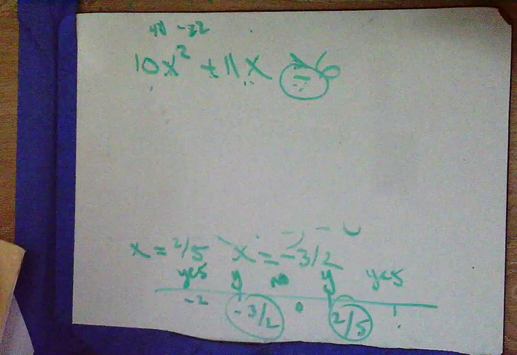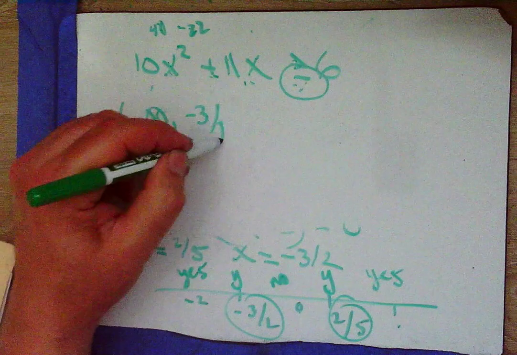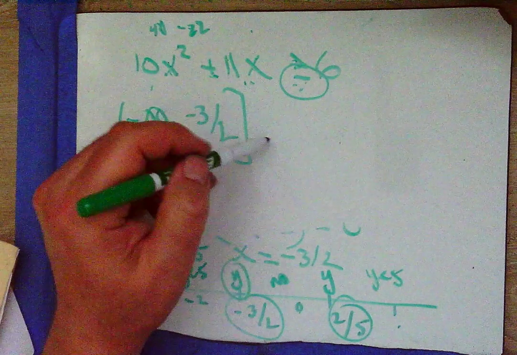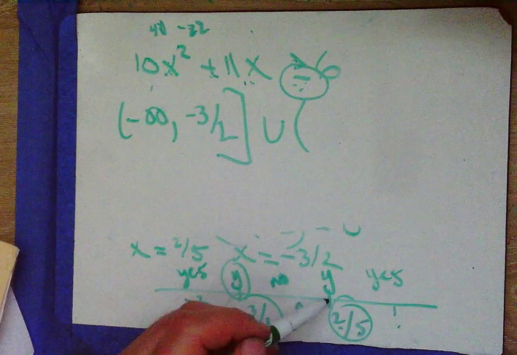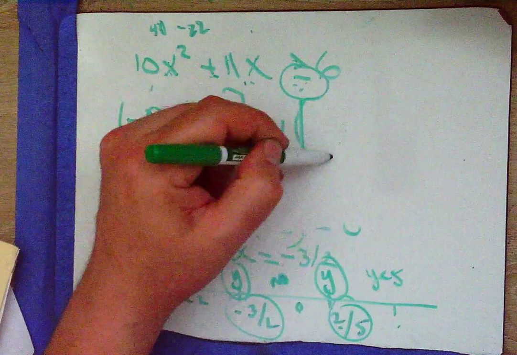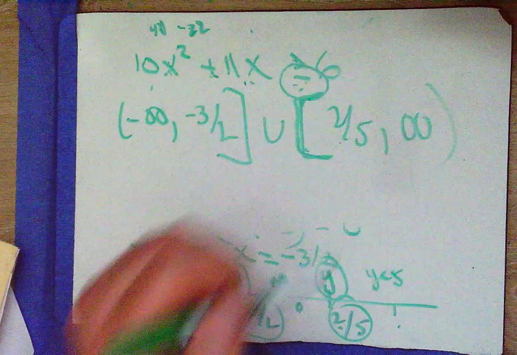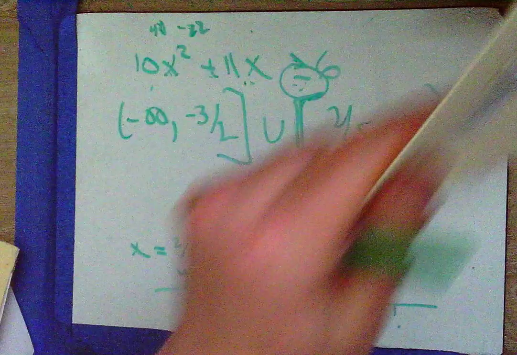Well, that's no problem. That's -infinity to -3/2 with a bracket, because this point here was a yes, and then union from here to infinity, and this point is included. So not a parenthesis, but a bracket, 2/5 to infinity. So that's my answer to number 3 on station 8.